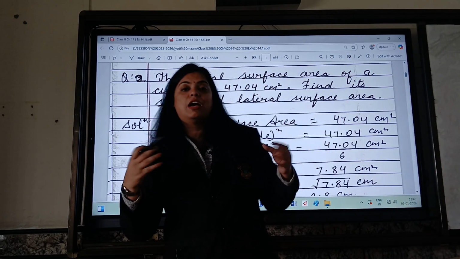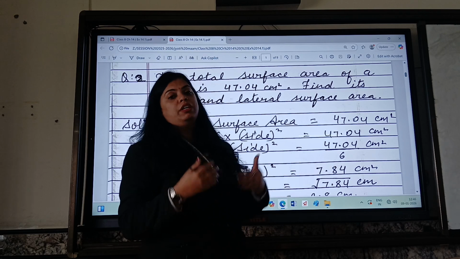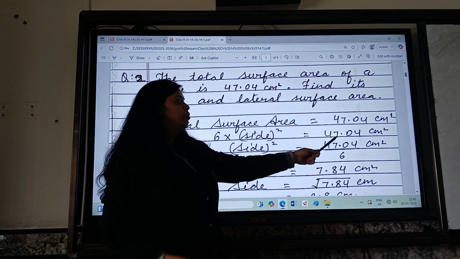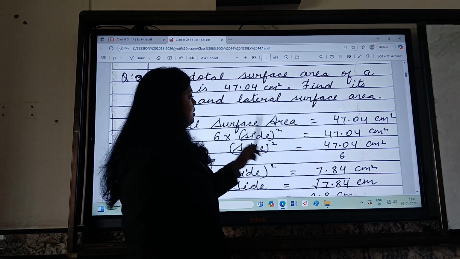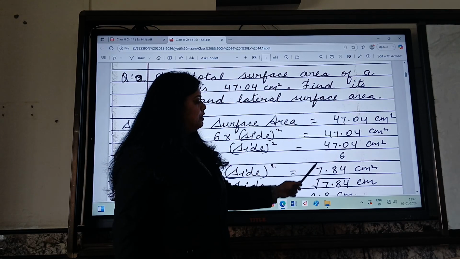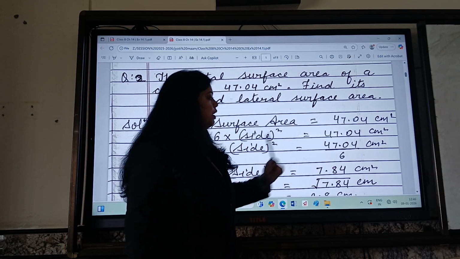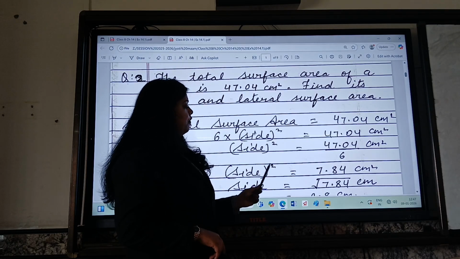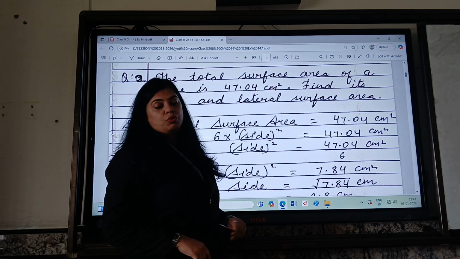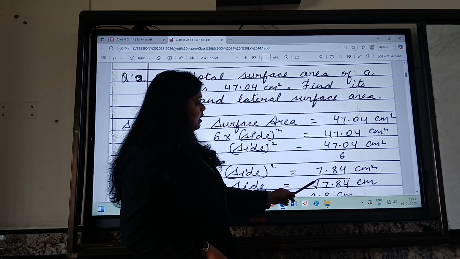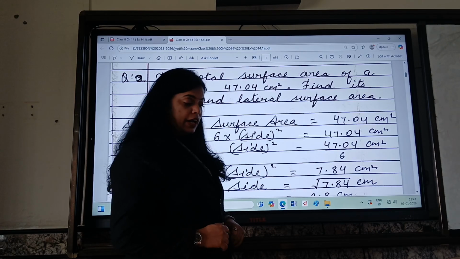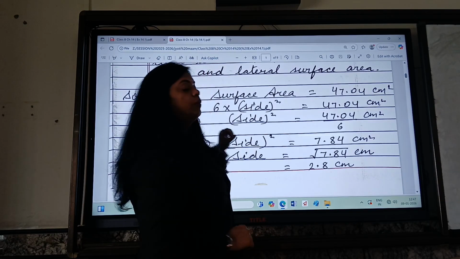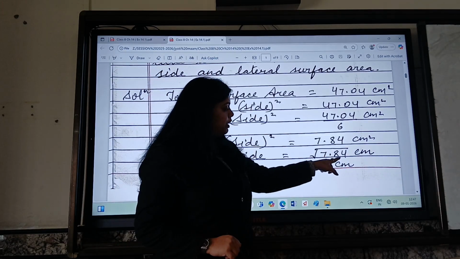So we will place our formula and question's value in equal to. So here we will be having 6 side square is equal to given value. 6 I will transfer this side, and I will be having 7.84 centimeter square after division. This square can be removed if I will transfer this square sign towards this side. Here it will look like a square root, and we all know that 784 is the square of 28.